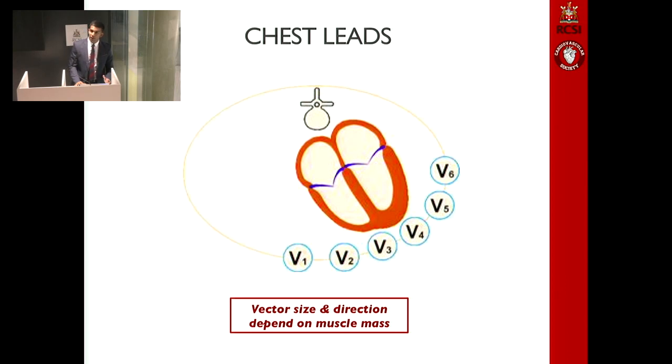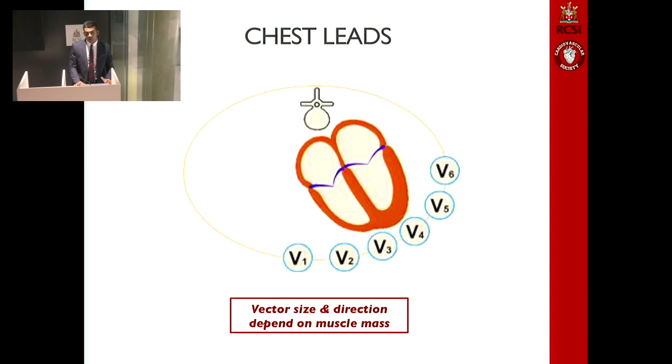Similar principles apply in the axial plane. The chest leads are placed on the anterior chest wall, with V1 to V3 overlying the right ventricle and telling us about the left anterior descending artery. They're placed anteromedially and are therefore called the anterior chest leads V1 to V3.